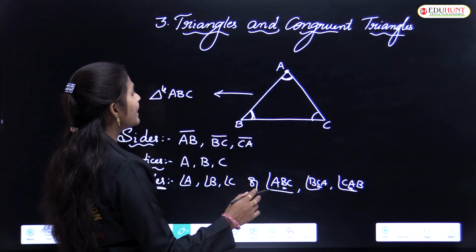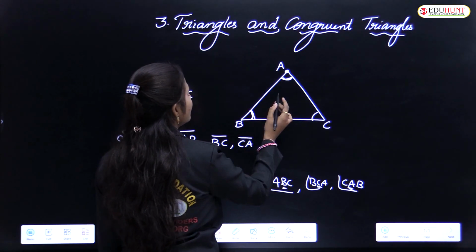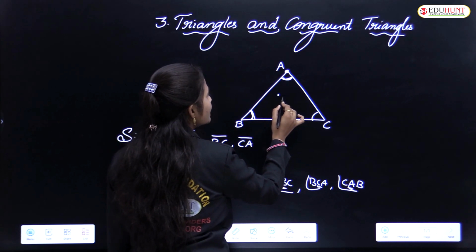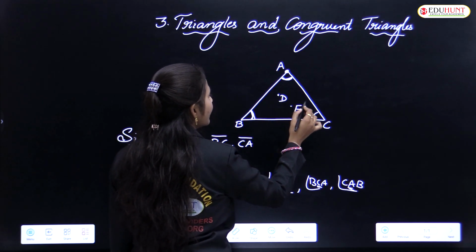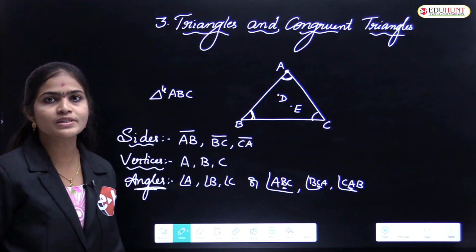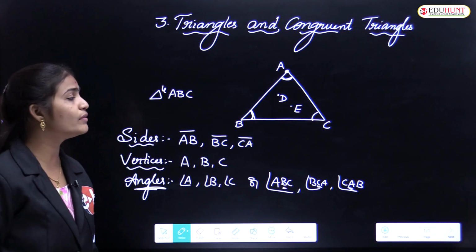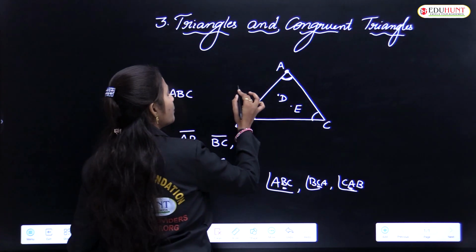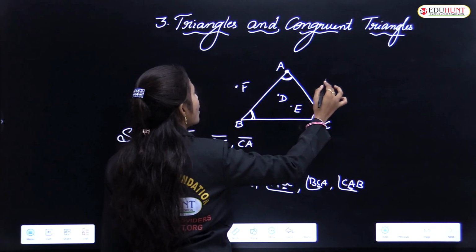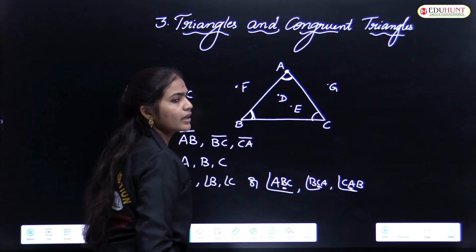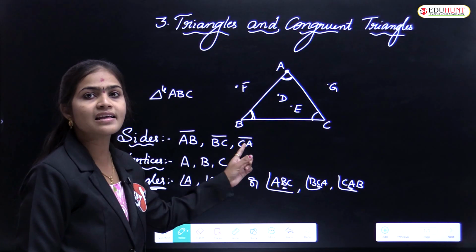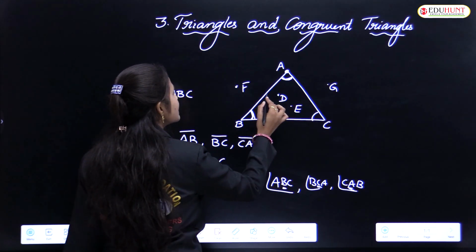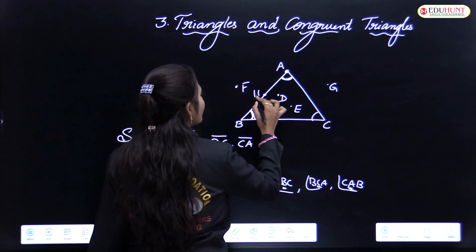Now, interior points and exterior points. The points which lie inside the triangle we call interior points of a triangle. Exterior points are the points which lie outside the triangle. And the points that lie on the triangle are the points on the sides of the triangle.